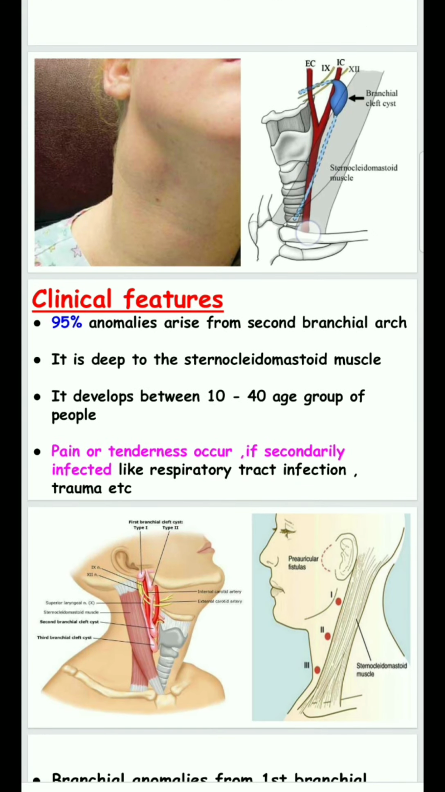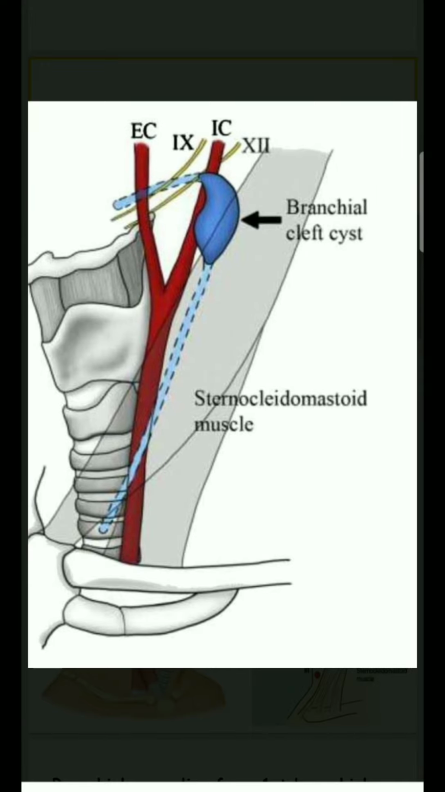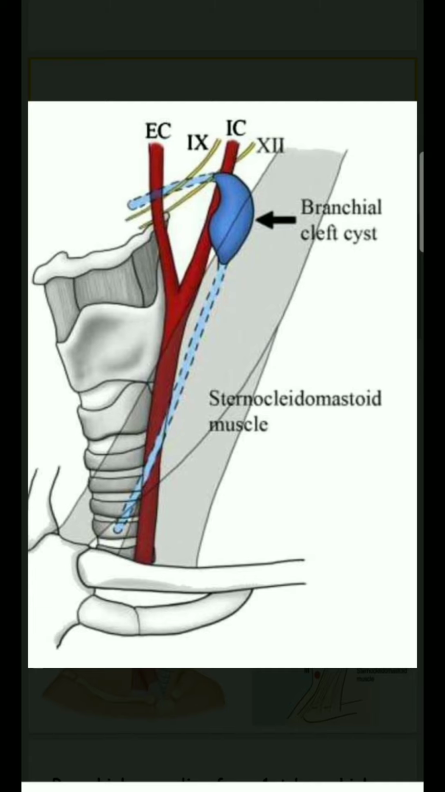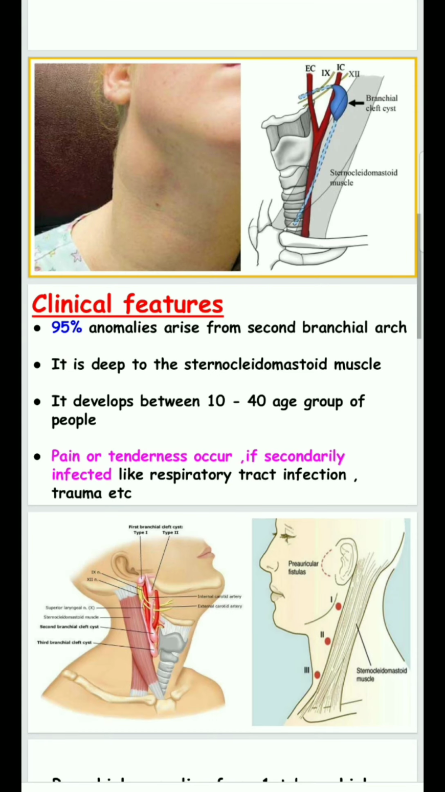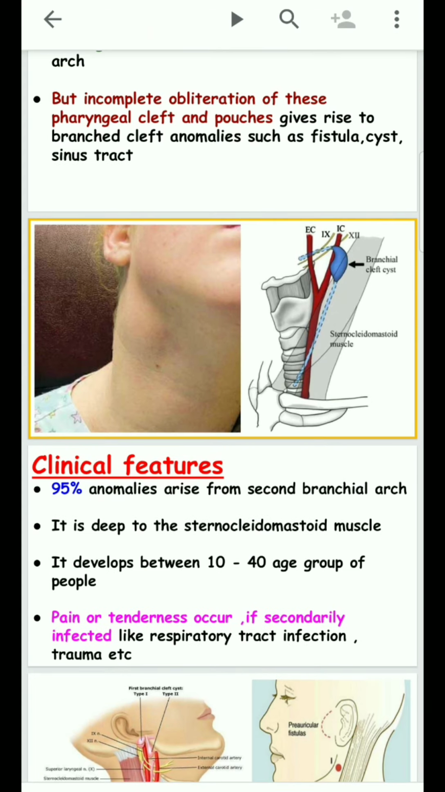It is deep to the sternocleidomastoid muscle. Here is the sternocleidomastoid muscle. Below the sternocleidomastoid muscle, this cleft, the cervical lymphoepithelial cyst, will be seen. It is common in the 10 to 40 age group. If the cyst becomes infected, due to respiratory infection or trauma, pain or tenderness will occur.